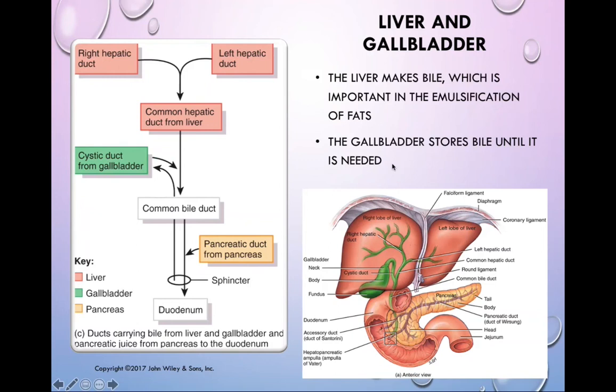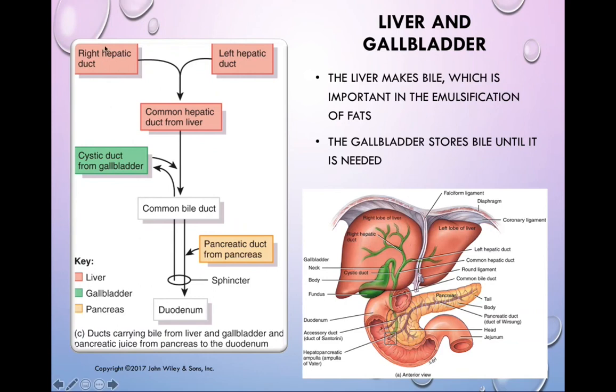Now the gallbladder is also going to deal with bile. However, the gallbladder only stores bile. It does not produce it. So the liver produces bile, the gallbladder only stores bile. It is only a storage site for excess bile so that we can release bile through the cystic duct whenever we need to. So let's go ahead and take a look at this duct system and see how bile makes its way down to the hepatopancreatic ampulla.